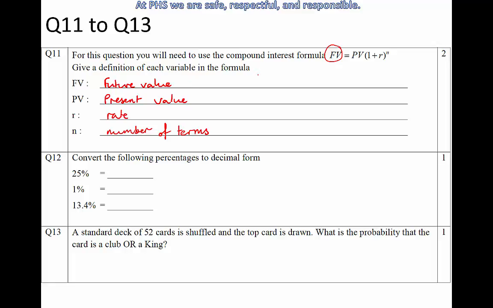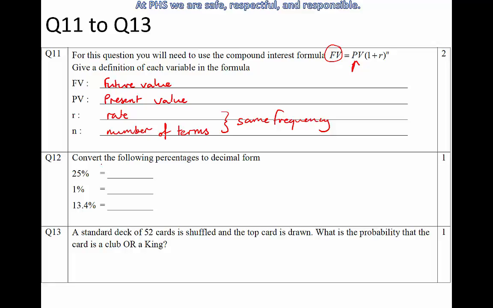If we're trying to figure out how much someone needs now in the present, present value is going to be what we need to find. And before I move on, rate and number of terms need to be in the same frequency. So if you've got a yearly interest rate, you need your number of terms to be in years. If you've got a monthly interest rate, you need the number of terms to be in months.